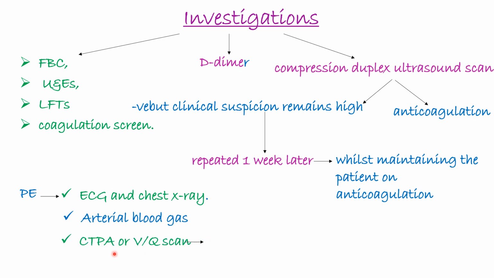In addition to that, you should do CTPA. CTPA most commonly rather than VQ. CTPA is the definitive diagnosis. So as I said, CTPA is the definitive diagnosis. However, you can do a VQ scan. However, it is not advocated for women because of increased risk of radiation, which can later cause breast cancer. So to sum up, for diagnosis of DVT you do a venous duplex ultrasound, that is the definitive diagnosis, and for PE you do a CTPA.